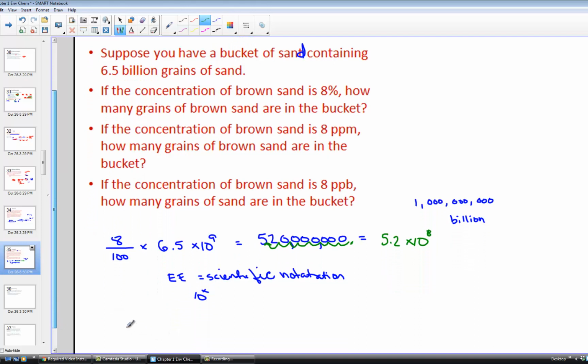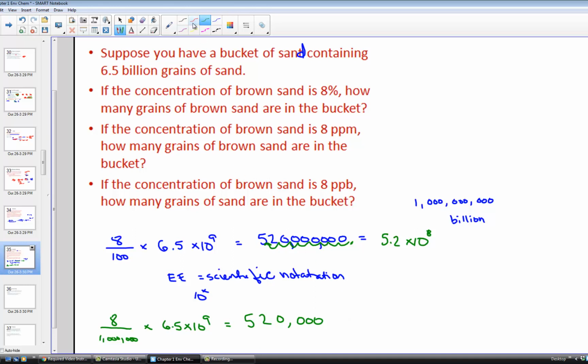If the concentration of brown sand is 8 parts per million, how many grains of brown sand are in there? The only difference now is 8 parts per million represents 8 parts in every million parts times the original value of 6.5 times 10 to the 9th, 6.5 billion. 8 divided by 1 million times 6.5 billion. Make sure you're hitting that with me and get very comfortable hitting such large numbers. 520,000 grains of brown sand.